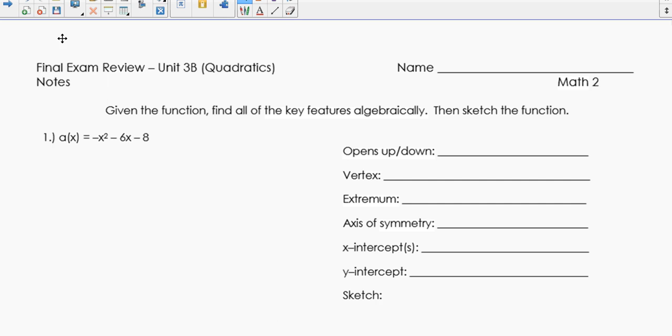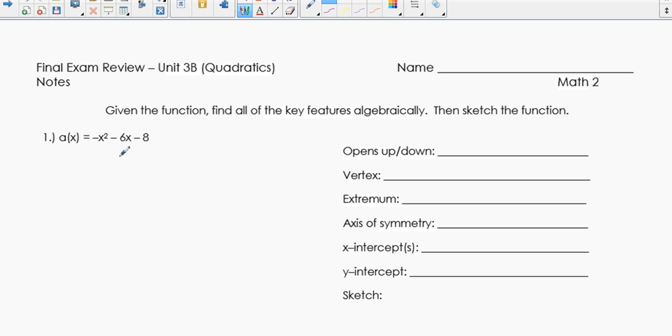Alright, so I'm going to go over some quick things from Unit 3B, the key features you need to know for the final. This first one says, given the function, find all the key features algebraically, and sketch it. Remember, sketching is just to make sure you did a good job on your algebra.